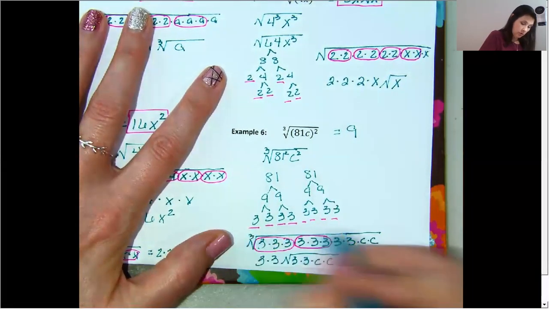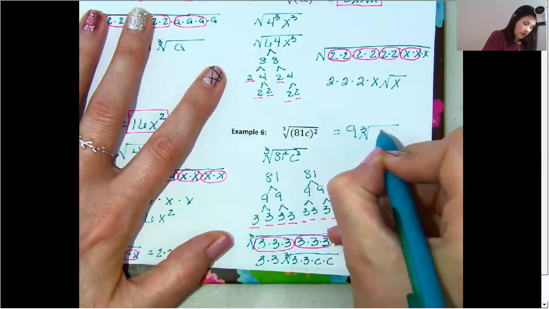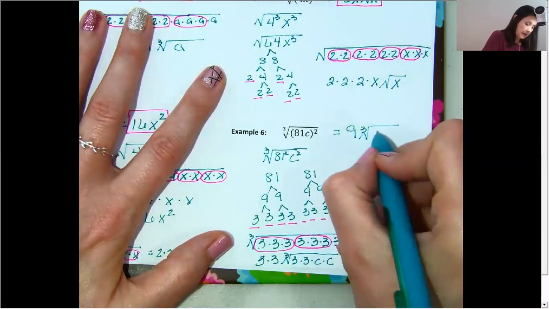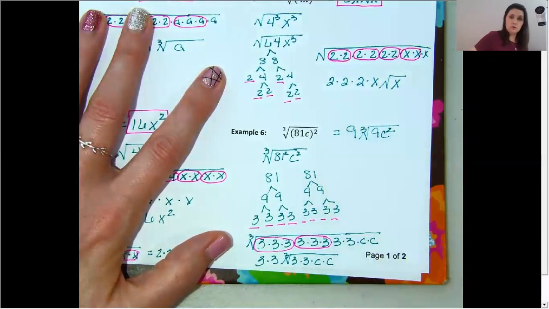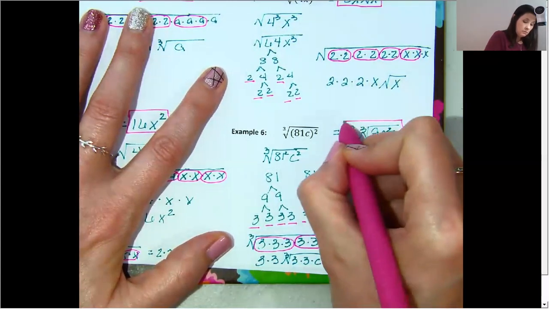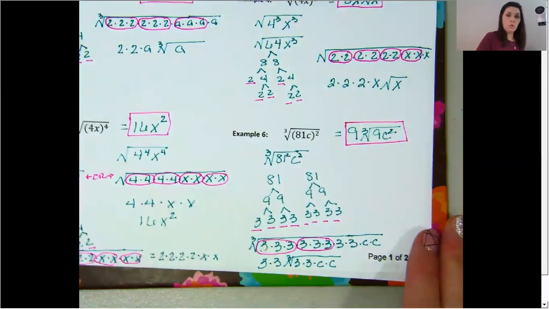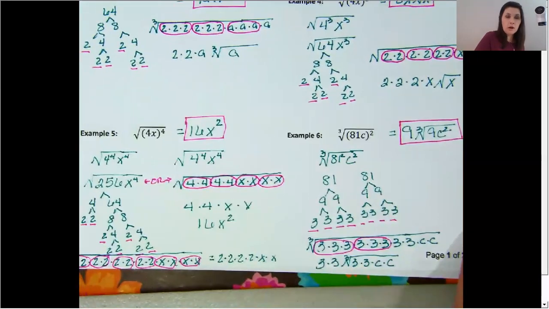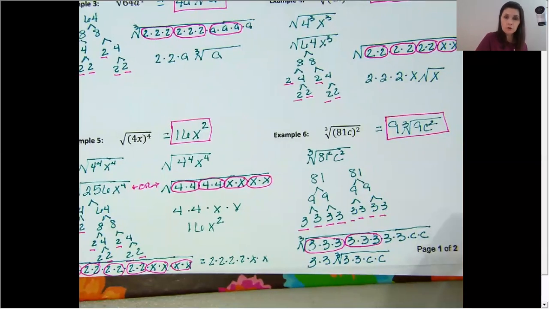This is a cubed root. The cubed root of 3 times 3 is 9, c times c is c squared. And so this would be the final answer for number 6. Notice the amount of work that some of this requires. Make sure that you're showing your work on your homework.